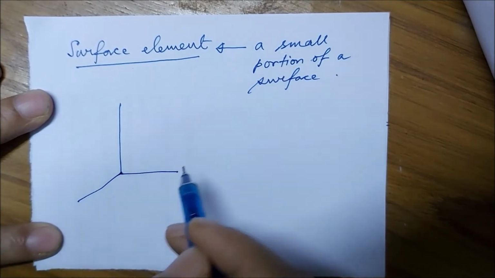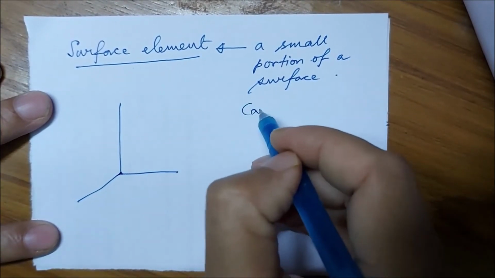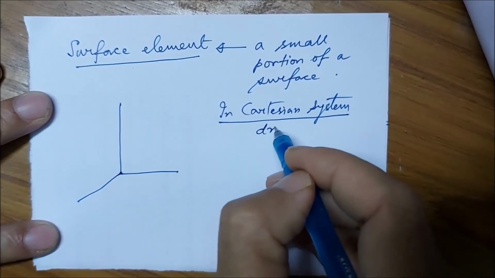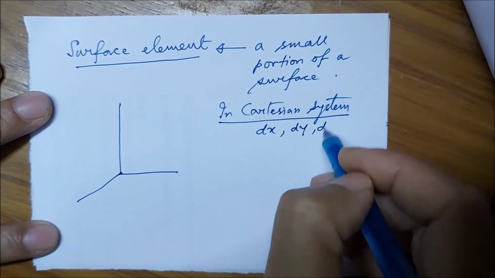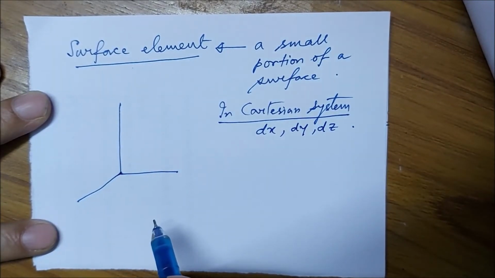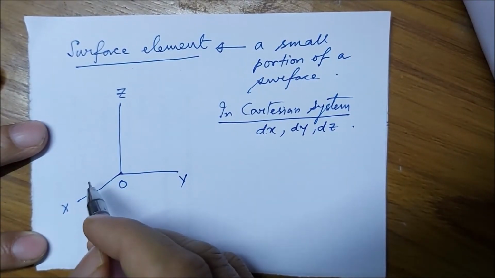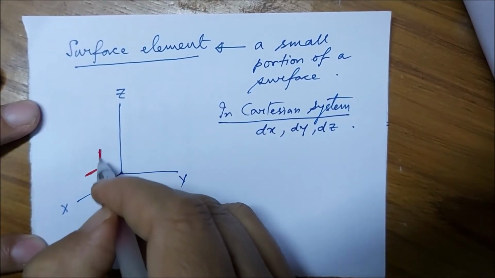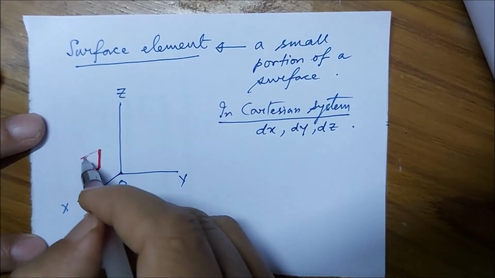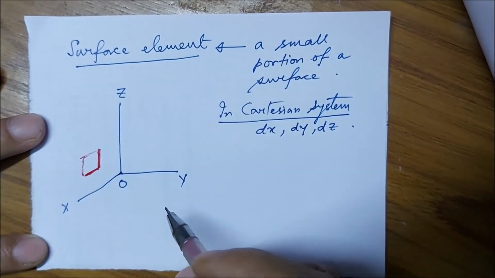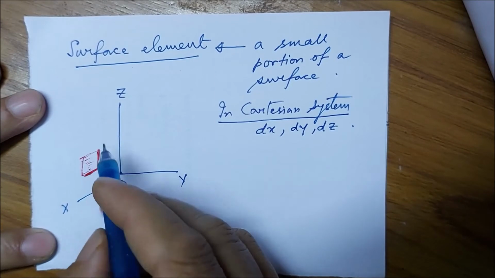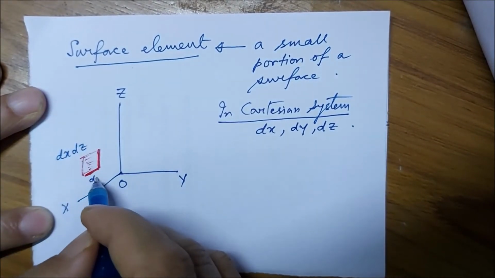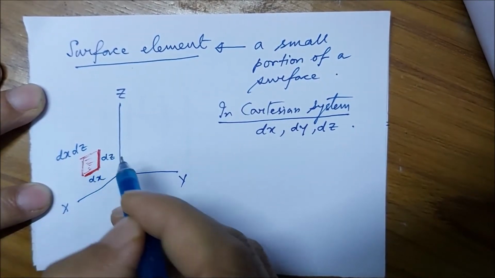First, in Cartesian system, the length elements are dx, dy and dz. Let us build the surface elements. So this is dx and this is dz. And we can complete the surface element. So what we get is dx dz, because this is dx and this is dz.